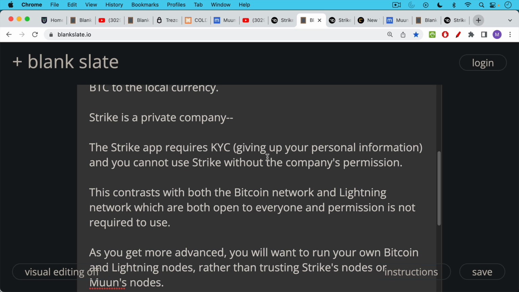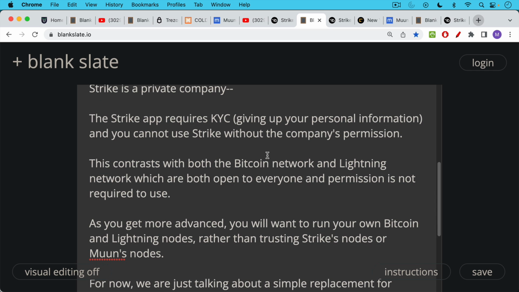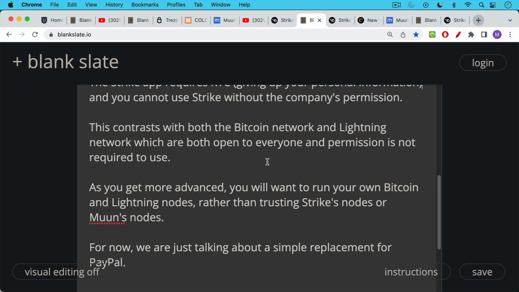Permission is not required to use the Bitcoin network or the Lightning Network. And so as you get more advanced, you're going to want to run your own Bitcoin and Lightning nodes rather than trusting Strike's nodes or the Muun wallet's nodes. And this is something that I also talk about in my courses. But for now, we're just talking about simple solutions, simple replacements for PayPal. And I think Strike really is a good solution for this.